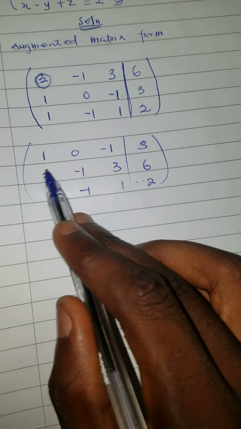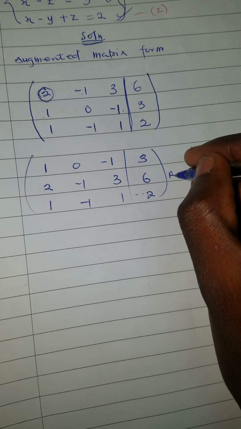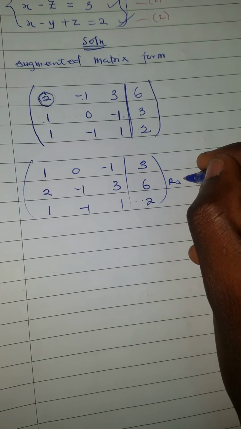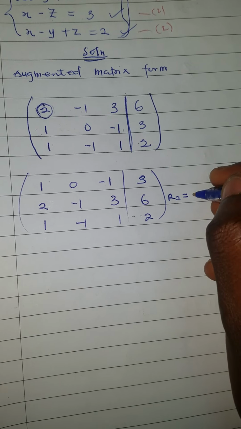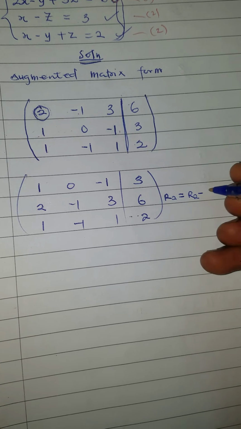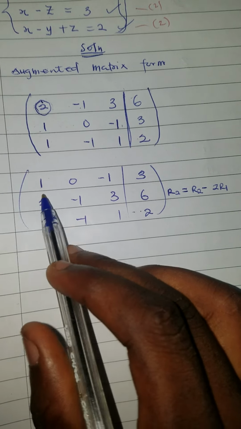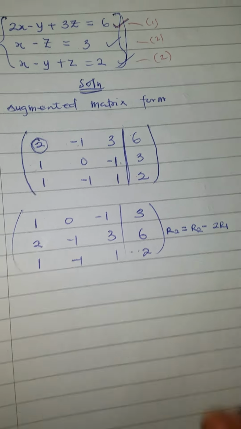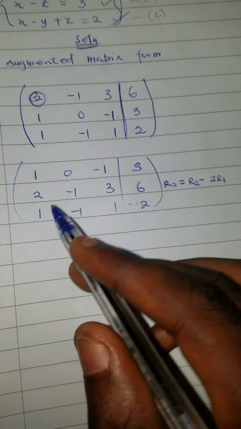We are trying to make this value here 0. So we'll say that our new row 2 will be equal to row 2 minus 2 row 1. Multiply 2 by row 1 and subtract it from row 2. That is what we are doing to get our new row 2. Then our new row 3.